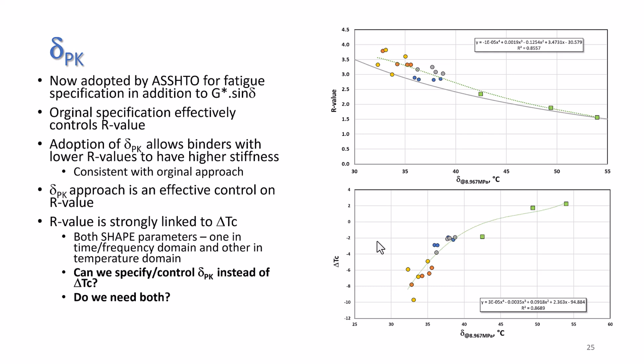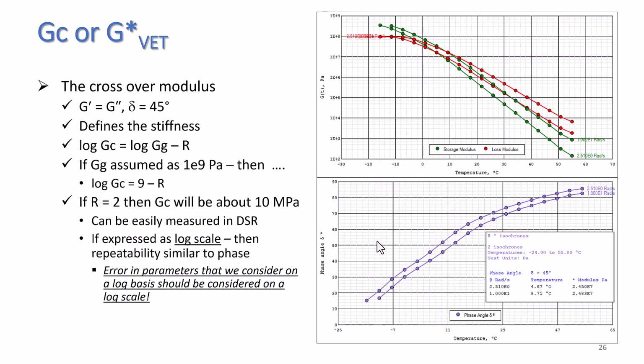So the fourth choice is we come along and we look at the constant or the modulus value where we have a phase angle at 45 degrees. Some people will call this the crossover modulus. Some people will call this G star VET for viscoelastic transition. So you're transitioning from where the viscous behavior is dominating to where elastic behavior is dominating.